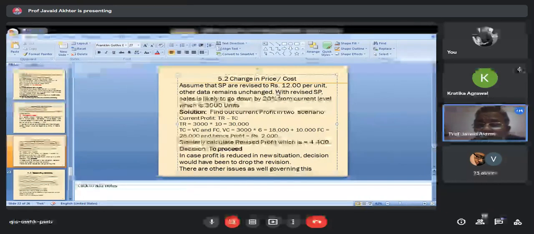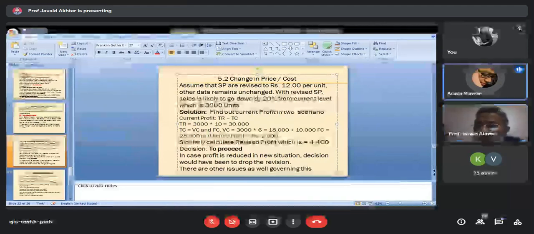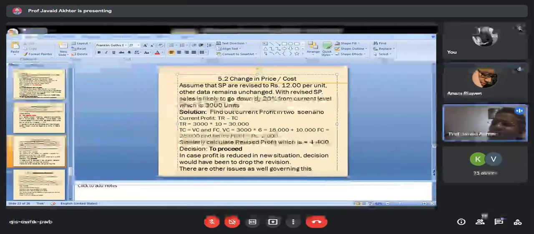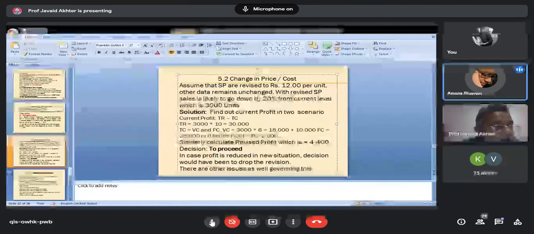Now, what are we further assuming? That sales price is revised from 10 to 12. Let us assume that other data remains unchanged. I have assumed it for the simplicity of calculation. You can change all the data, no issue. So assume that sales price is revised to 12 and the data remains unchanged. But merely saying that we are increasing our sales price will not be adequate. With the revised sales price, there's a possibility the sales will go down.